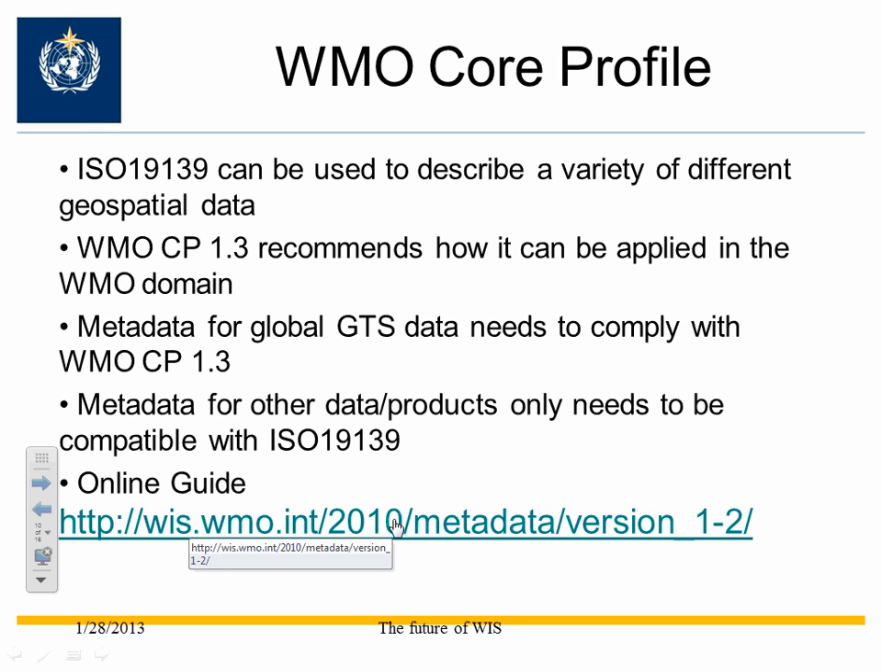So as I said already, the ISO 19139 can be used to describe a variety of geospatial data. The WMO Core Profile in general and its current version 1.3 recommends how in the WMO domain this can be used. If you remember those fields that we have seen, a contact point, an online resource, an abstract, have nothing to do with meteorology. They can be used in many different domains. But here the core profile tells us it should be done in this way.